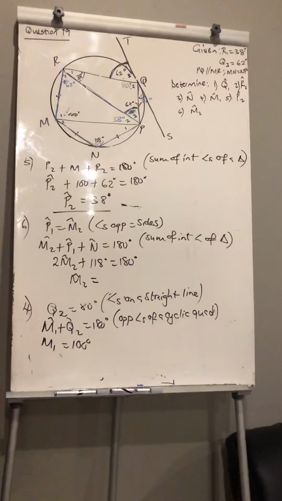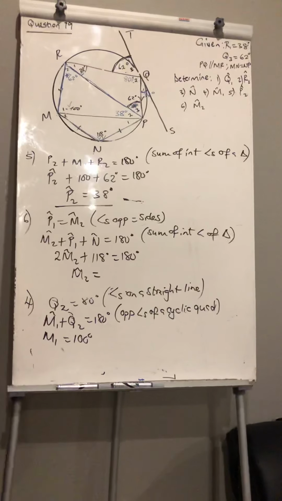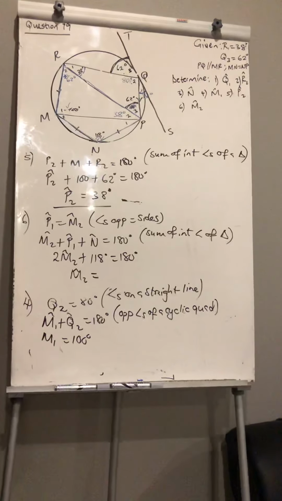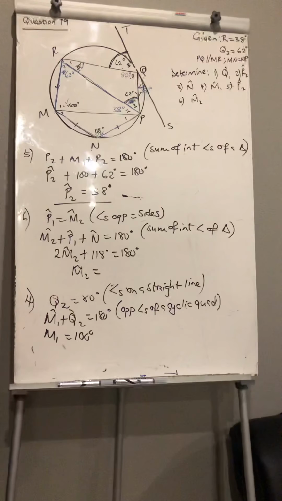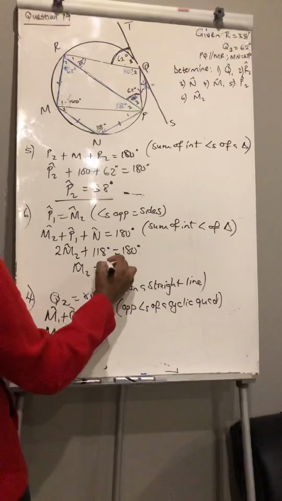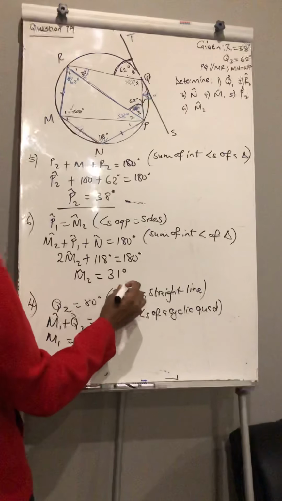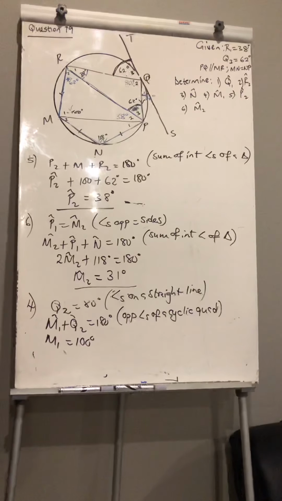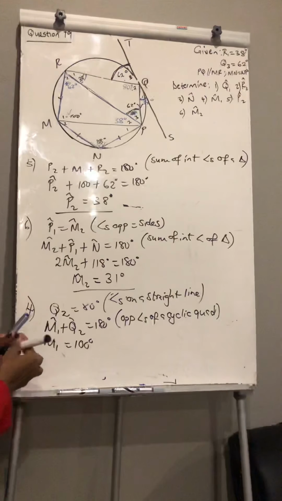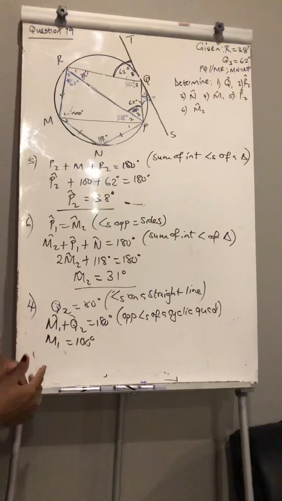So that will be 180 minus 118, and then you should divide that by 2. If I'm right, it should be 31 degrees. Other than that, you check on your own calculator as well. So please people, this is question 19. Let's carry on and finish that worksheet.